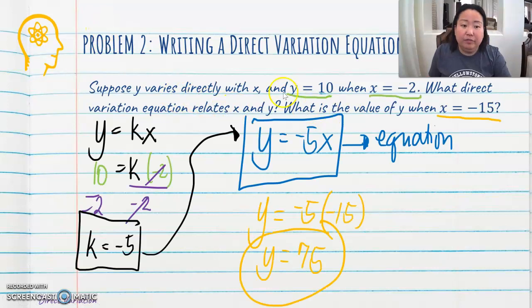All right, so solving first for k, always solve first for k. You can use the value of y and x that are given, and you can see that our k will be -5, which brings us to our direct variation equation, which is y is equal to -5x. And because of this equation, we can now find a corresponding value of y once we put in a value of x, which is -15, and so our y is equal to 75. All right.